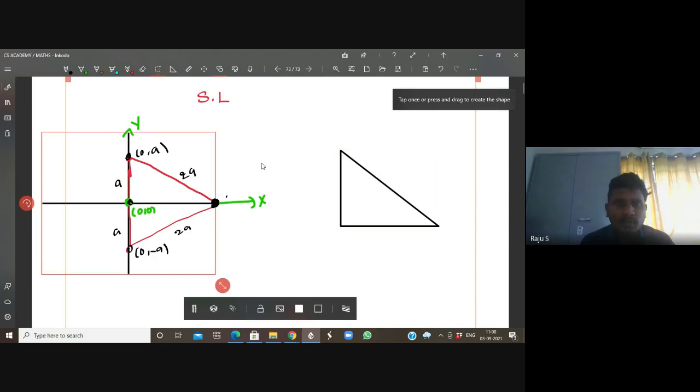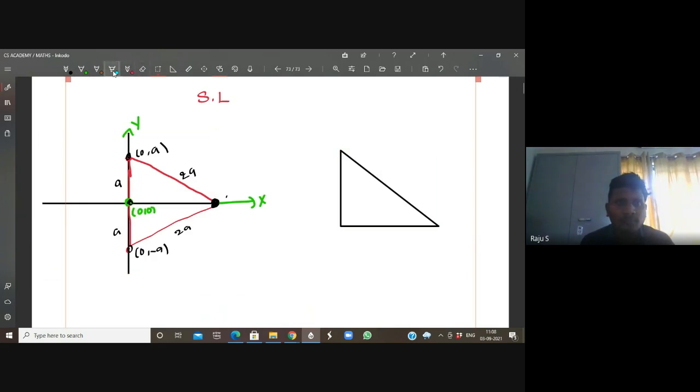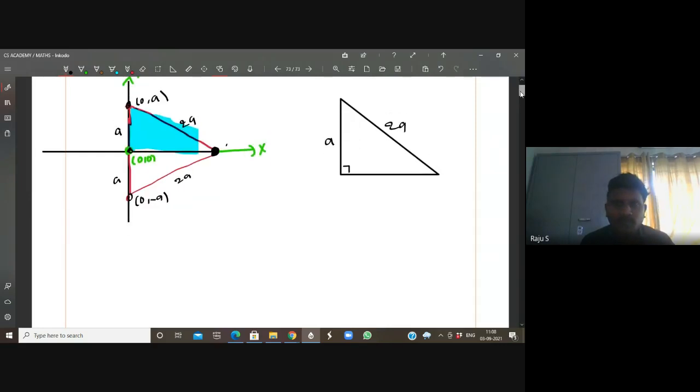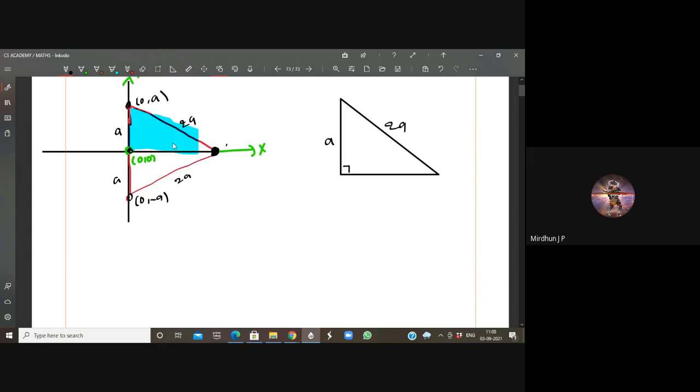I'm taking this triangle, this triangle I'm going to take here. Clearly this is a right angle triangle. This is a, this is 2a. With the help of the Pythagoras theorem, is it difficult to find the other side? It is root 3a.